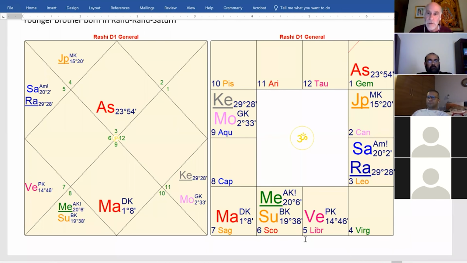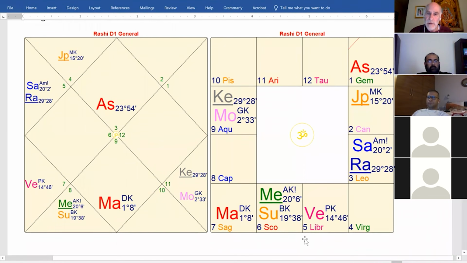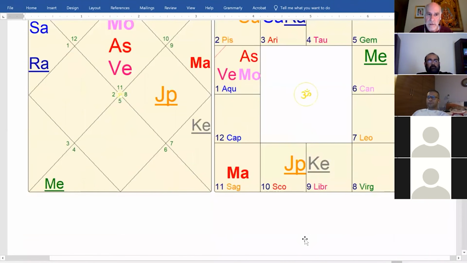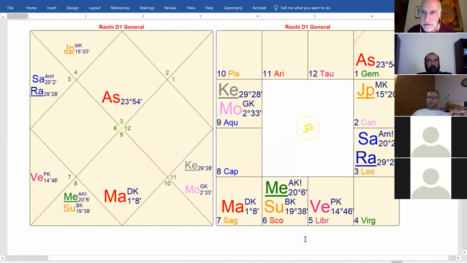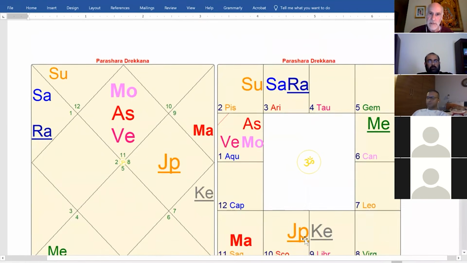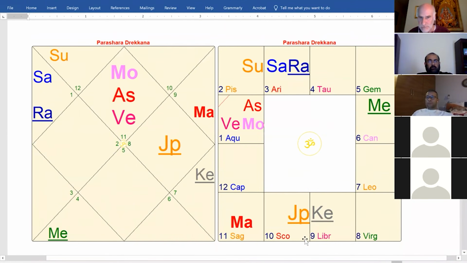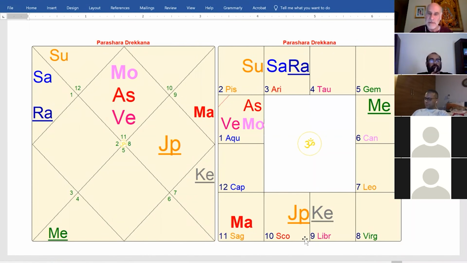what is born in Rahu, Saturn, I believe. Let me just check that. Yeah, he had a younger brother born in Rahu, Saturn. And of course, that could hardly be more clear since Rahu and Saturn are together in the third. And then see what happens in D3. So Rahu, Saturn are again in the third house of the Drakana. So this would have been a very clear timing of that event in his life.